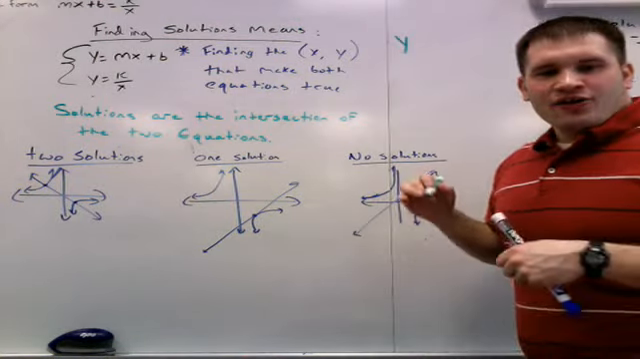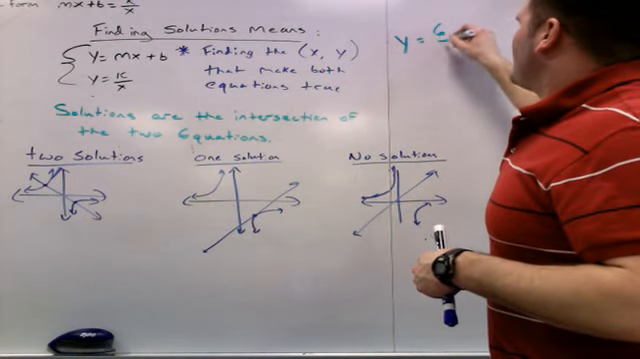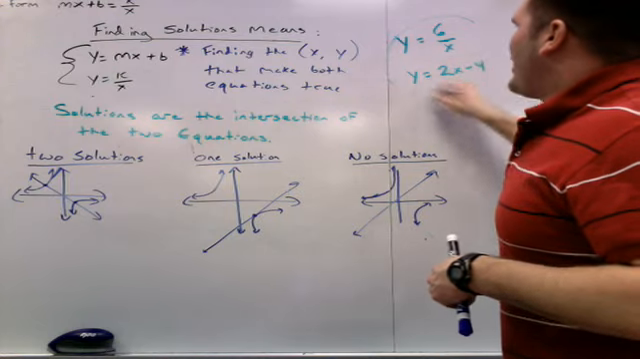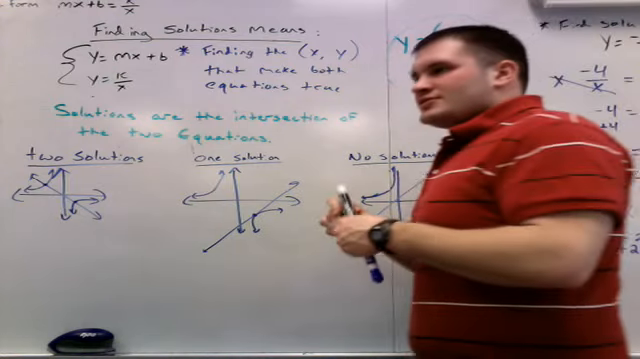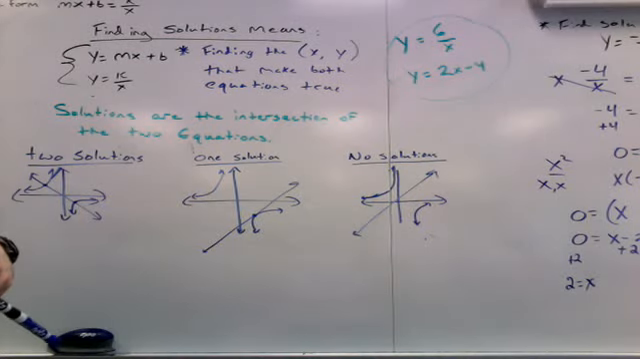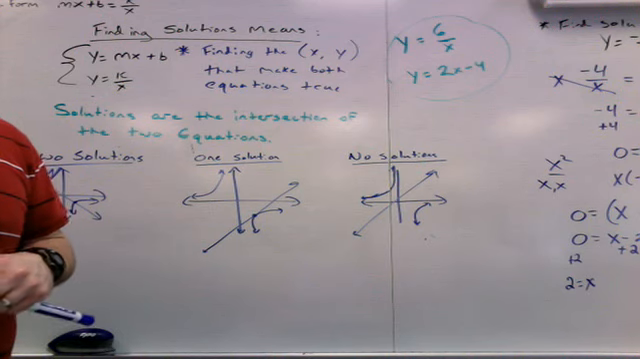I want you to try y equals 6 over x and y equals 2x minus 4. You can factor, you can use the quadratic formula, you can use whatever you want to find those. Make sure you graph it first, though, to see how many solutions there are.